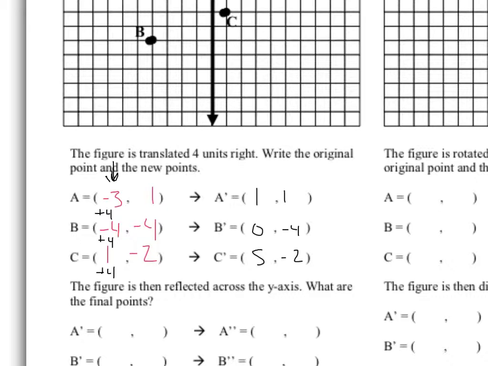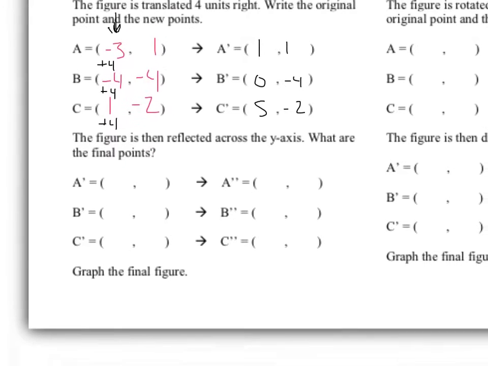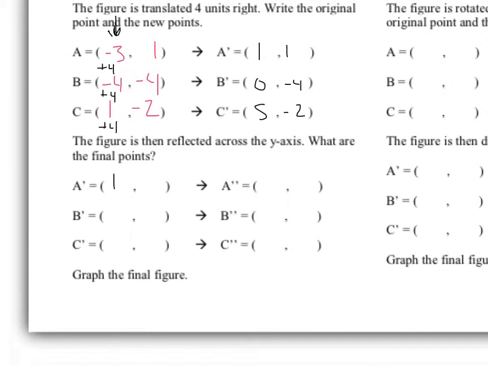Now this is fantastic. That means that we now have our points A prime, B prime, and C prime, but it tells us that the figure is then reflected across the y-axis. So we were sitting with A prime, B prime, and C prime. We're just going to copy them over here. What do I need to do to reflect them across the y-axis? How does that change my coordinates?